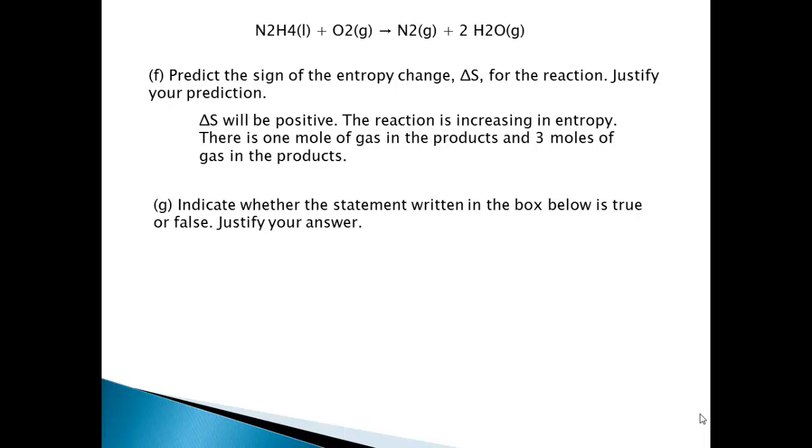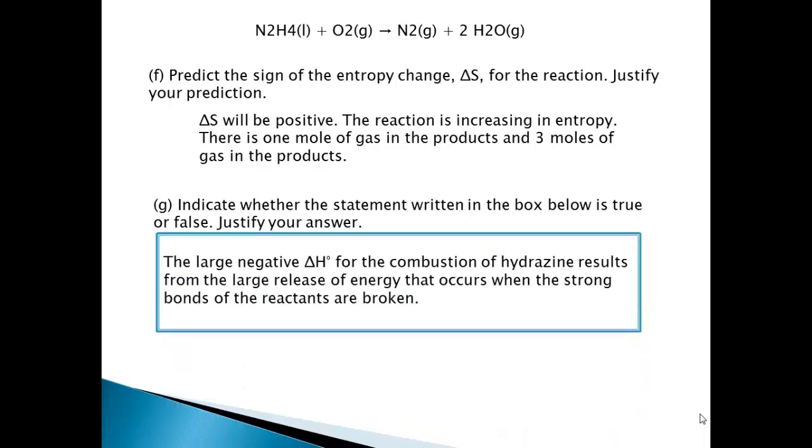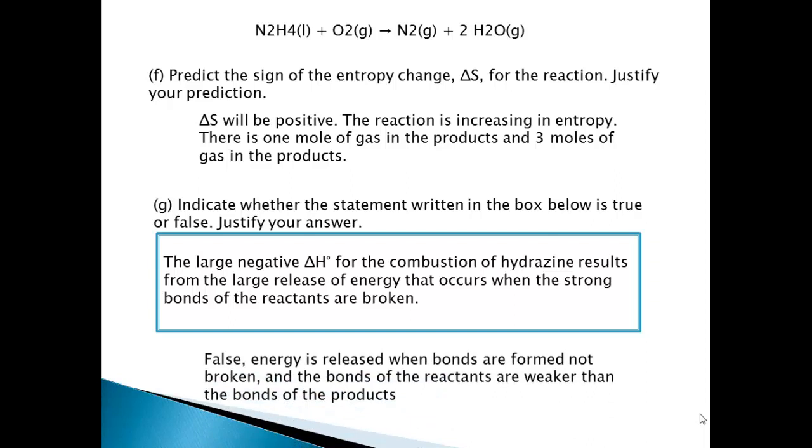Alright, for part G, indicate whether the statement written in the box below is true or false. The large negative delta H0 for the combustion of hydrazine results from the large release of energy that occurs when strong bonds of reactants are broken. And this is false for 2 reasons. First, energy is released when bonds are formed, not when they're broken. And second, because the bonds in the reactants are relatively weak compared to the bonds in the products.